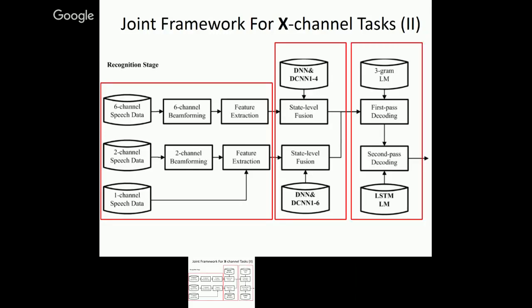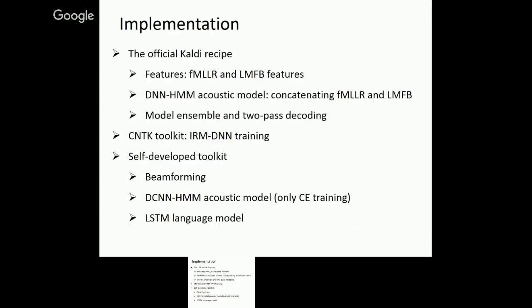And for the language model, we perform 2 passes. In the first pass we use a 3-gram, and in the second pass we only use the LSTM language model. We do not use the 5-gram or simple RNN to average, because we see that that will decrease the performance. We just use the LSTM language model for the second-pass decoding.